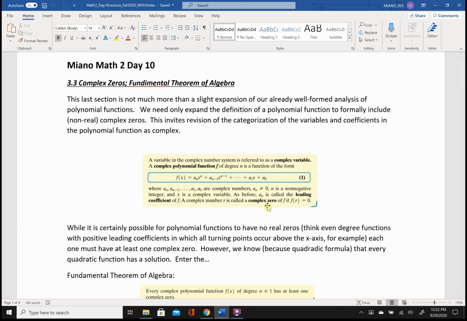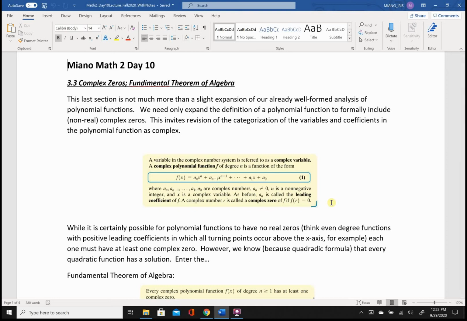So the definition of complex zeros, leading coefficient, complex polynomial function is reintroduced right over here. I just lifted this from your textbook here, and it just basically reminds us that all of these coefficients in the constant term are indeed complex numbers, even if they don't have any imaginary parts, because all of the real numbers are also complex numbers, right?